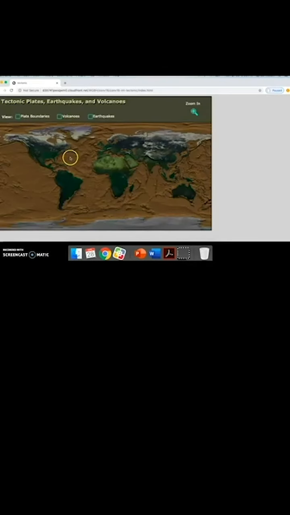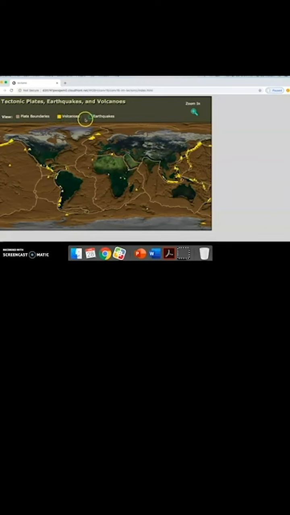So I'm just going to look through this. This simulation allows you to view the plate boundaries. And you'll notice that when I click the volcanoes and the earthquakes, there's a pattern to their position on Earth. Notice they seem to be at the boundaries of these plates. So where these plates interact is where you have a lot of seismic activity, such as earthquakes and volcanoes.